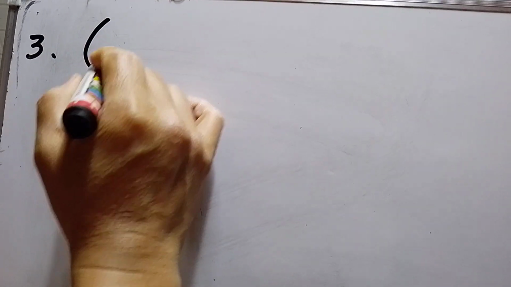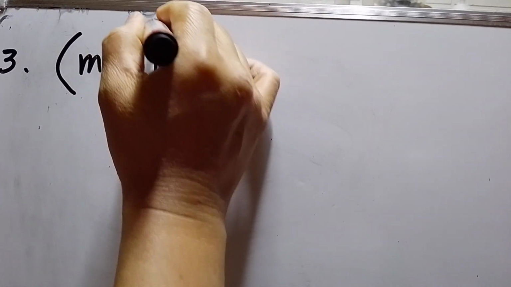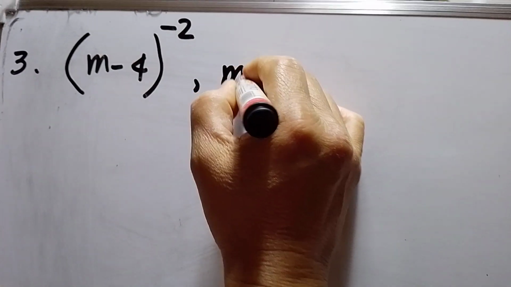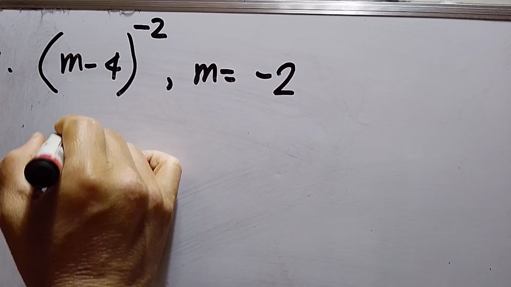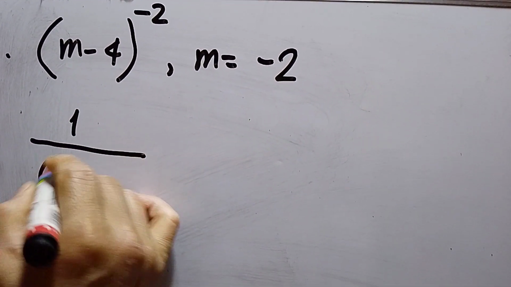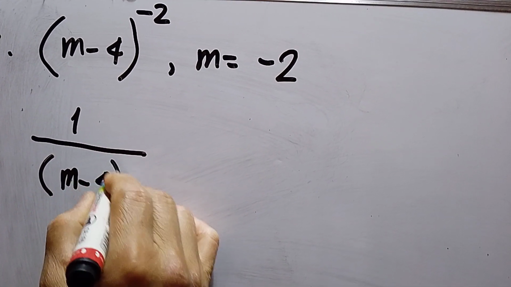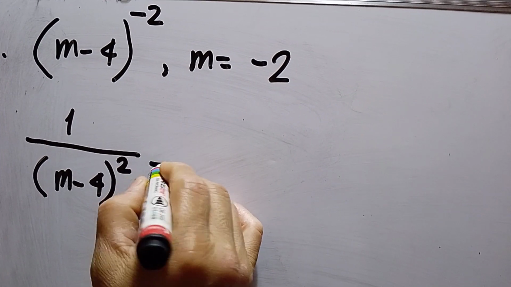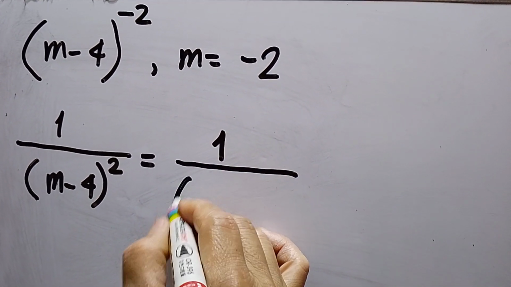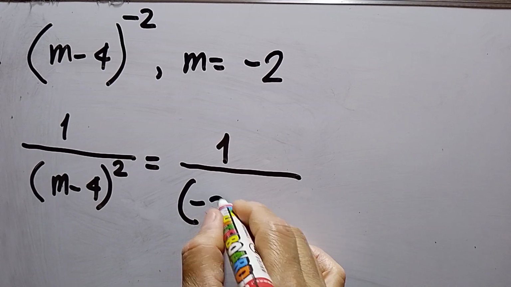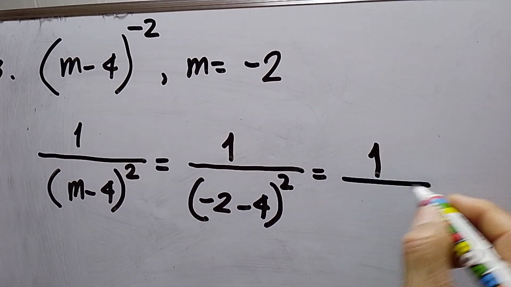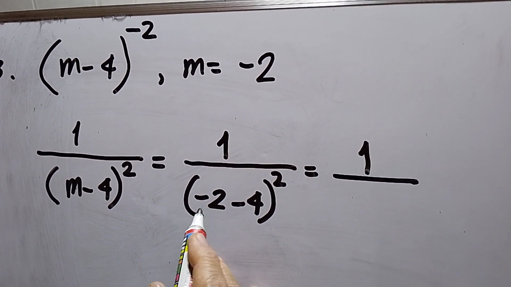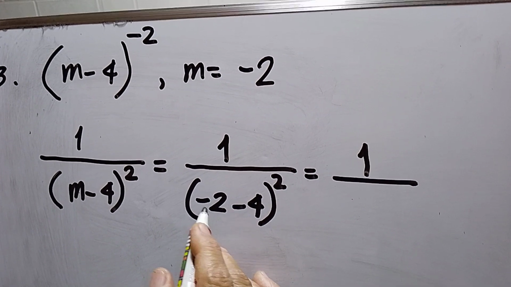Number 3 example. I have here round brackets m minus 4 raised to the negative 2 power, where m is equal to negative 2. Again, I will solve this by using index laws. So this will be 1 over round brackets m minus 4 raised to the second power. So I need to substitute the value of m inside the round brackets. So m is negative 2 minus 4 raised to the second power. So this will be 1 over. So what is negative negative? If you have two negative signs, you can use addition.